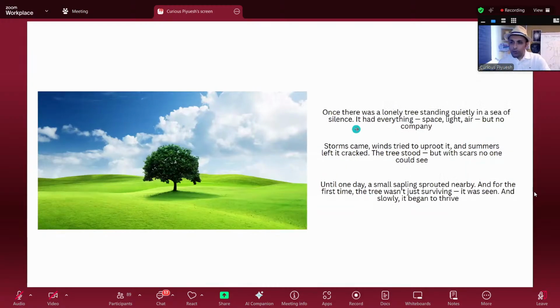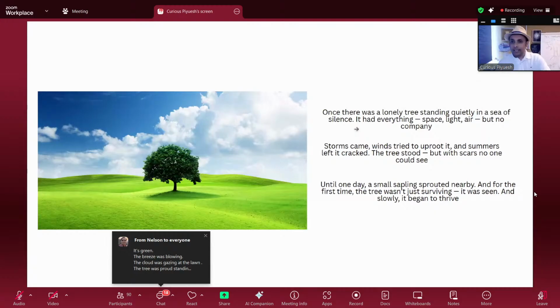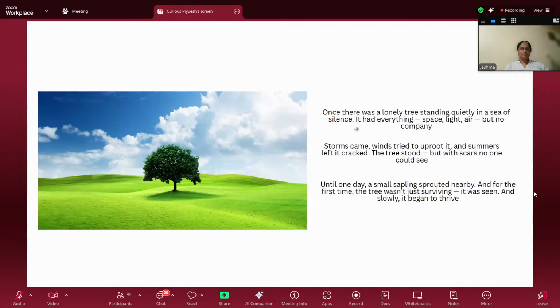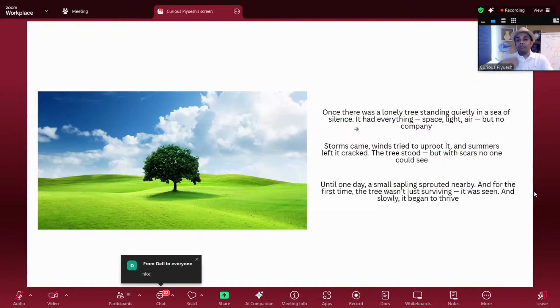Once there was a lonely tree standing quietly in the sea of silence. It had everything: space, light, air, but no company. Storms came, winds tried to uproot it, and summers left it cracked. The tree stood, but with scars no one could see. Until one day, a small sapling sprouted nearby, and for the first time, the tree wasn't just surviving, it was seen, and slowly it began to thrive. Wow. Do you see a story here? Do you see a story of motivation here? Now, being myself, I have converted it into a motivational story.